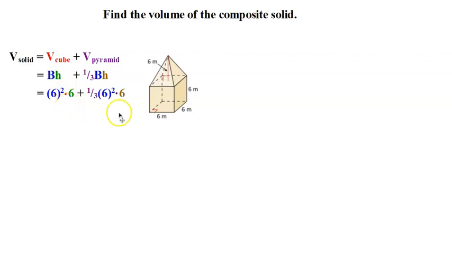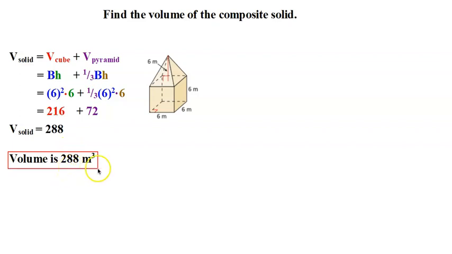So we plug stuff in. For the prism, I have 6 by 6, so that's 6 squared, and then the height is 6. For the pyramid, it is 1/3 the same 6 squared, right? 6 by 6, length times width, times the height, which is 6 again. Again, when we're using height, we are not using slant height. And then you just stick that in the calculator. And what do you get? You get 216 plus 72, which is 288. So the volume is 288 cubic meters.